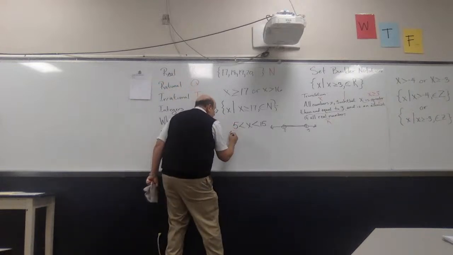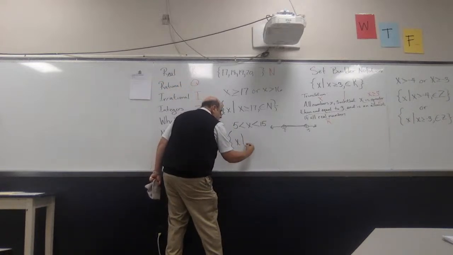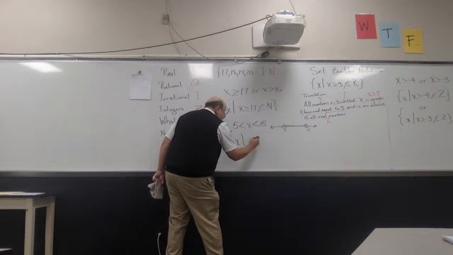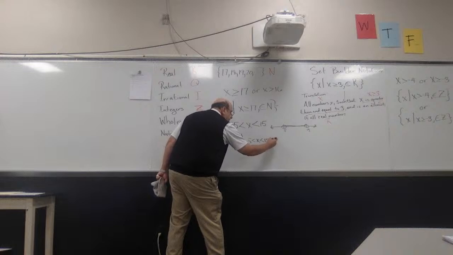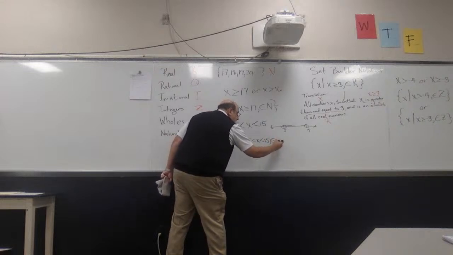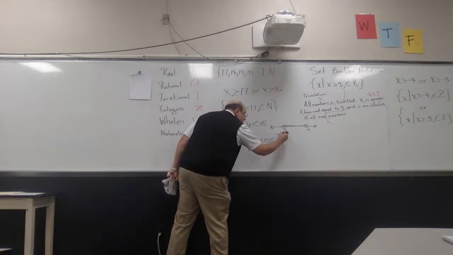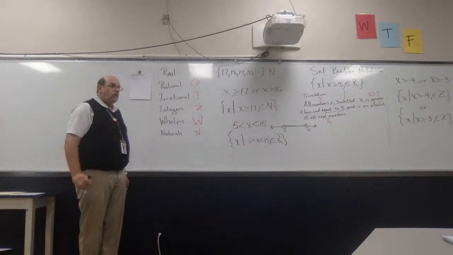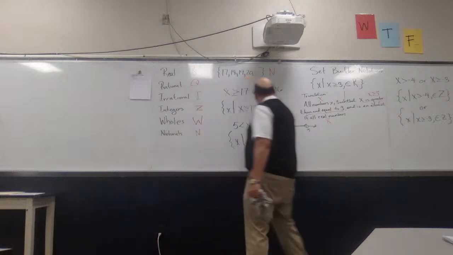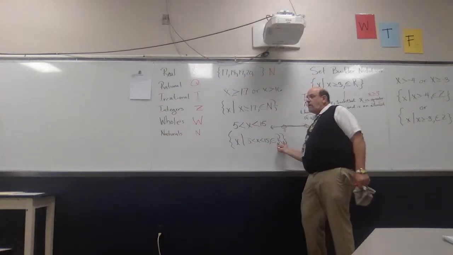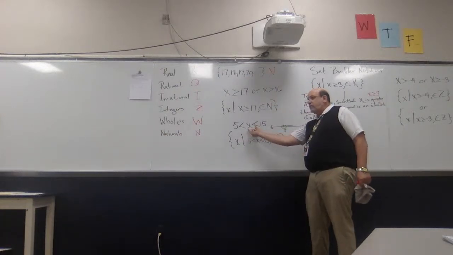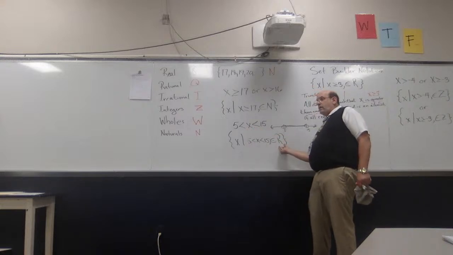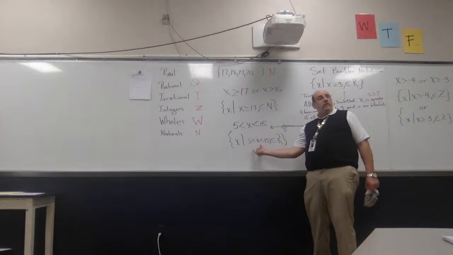So I put 5 is less than x, which is less than 15, and now I'm just going to call it the element of real numbers. All I've really done is found out what types of numbers are within this inequality, labeled it, and replaced that inequality.